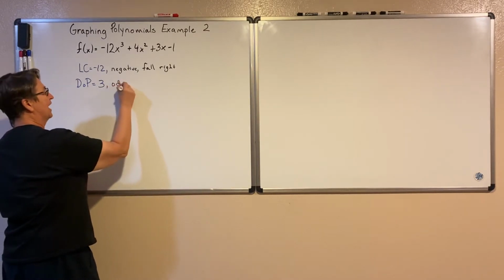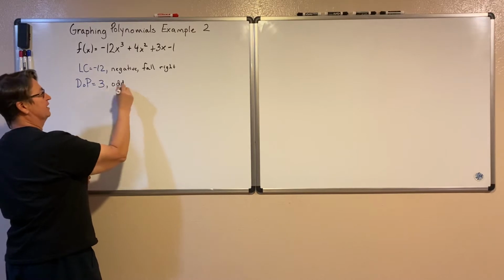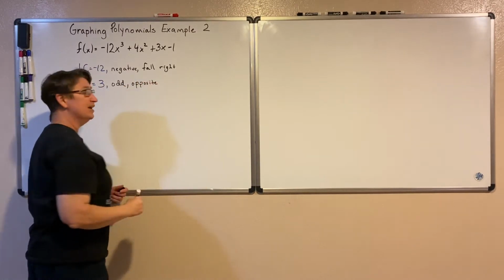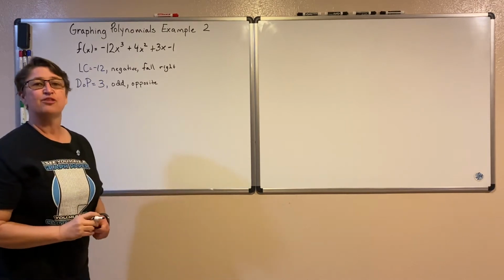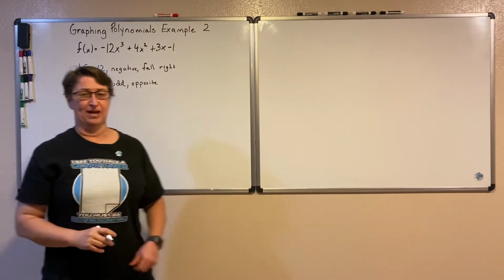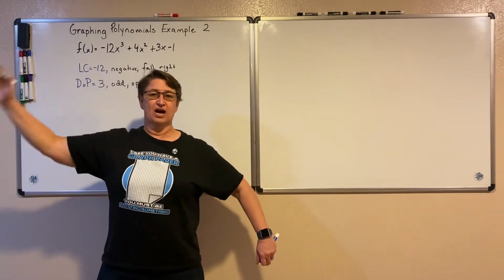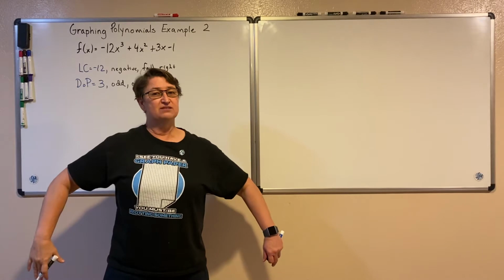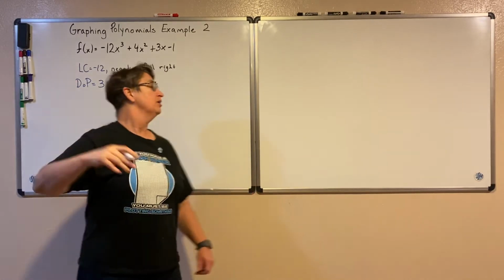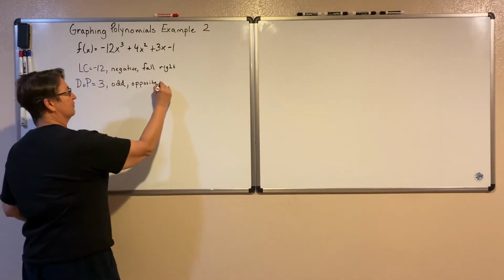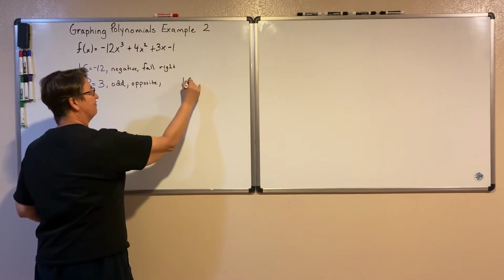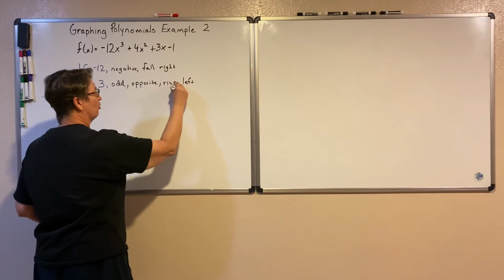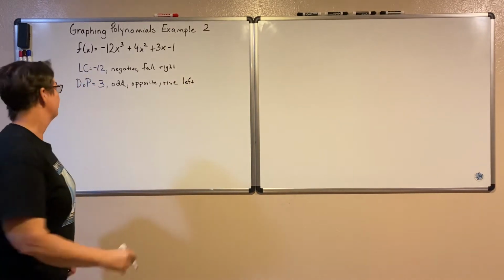When my degree is odd, then we have opposite end behavior. If the degree is even, then we would have same end behavior. So in this case, I have the opposite end behavior. If it were an even number, we would have the same end behavior. But I have opposite end behavior, so I know on the left, since here it falls, we do the opposite, so we are going to rise on the left.